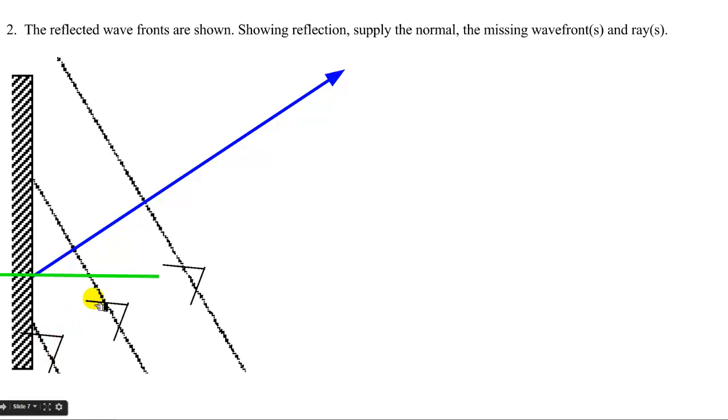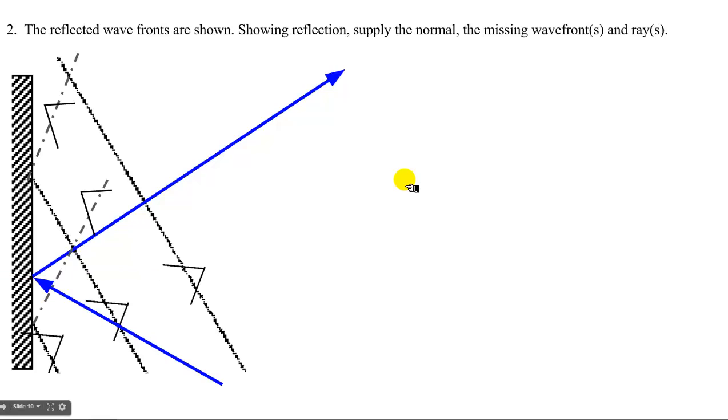These little arrowheads are showing the direction of the wave fronts, and there's our normal line. Then here's the incident ray coming in, and we need to also draw its wave fronts. And so there go their wave fronts and the arrowheads that go along with them.